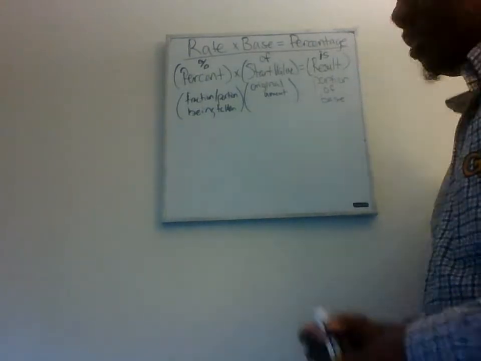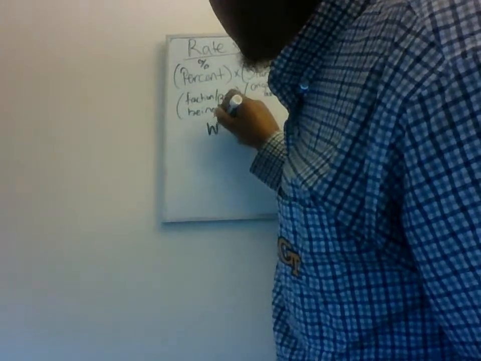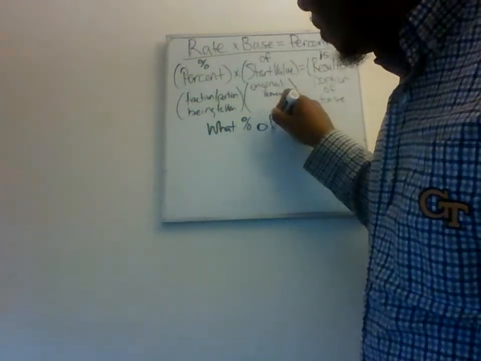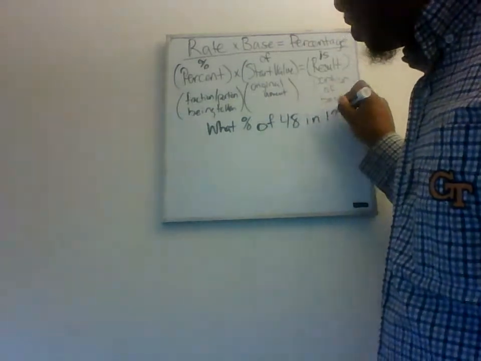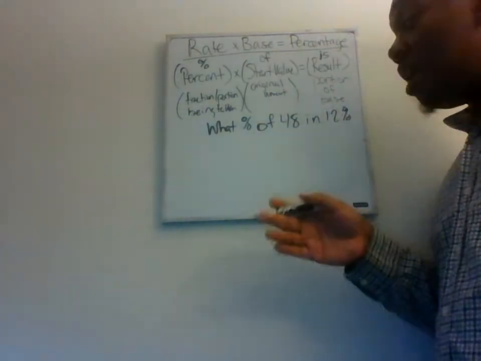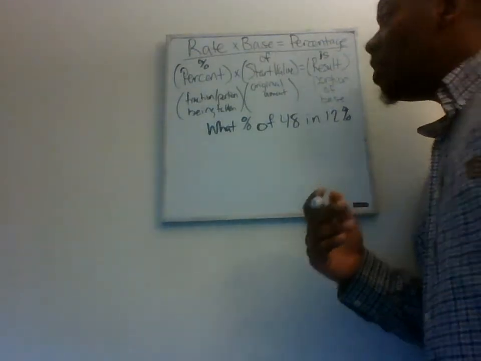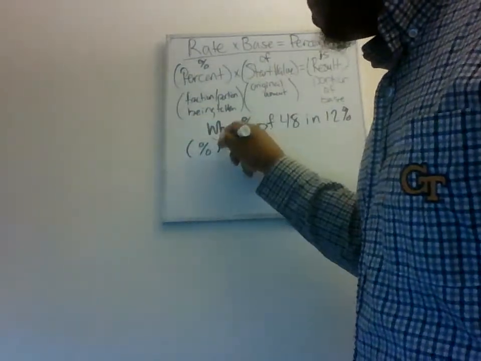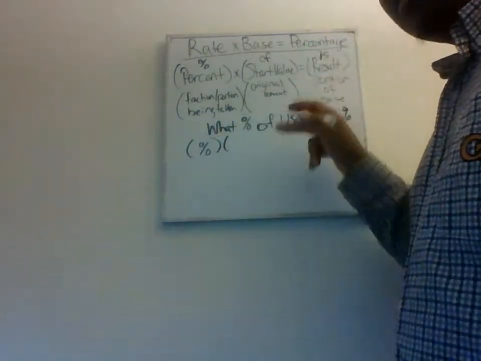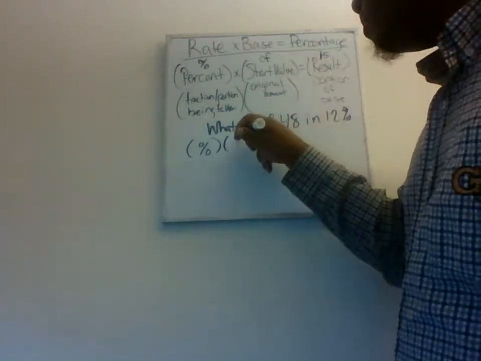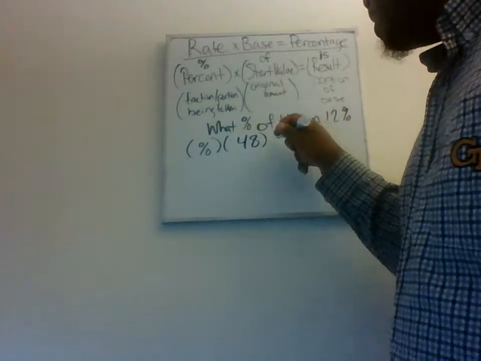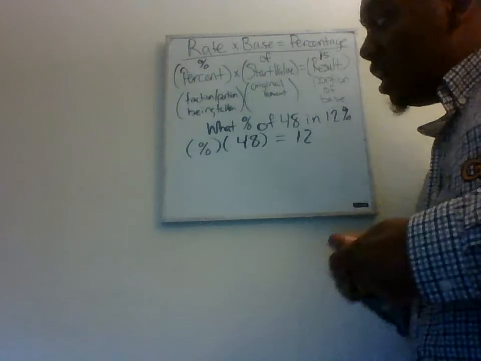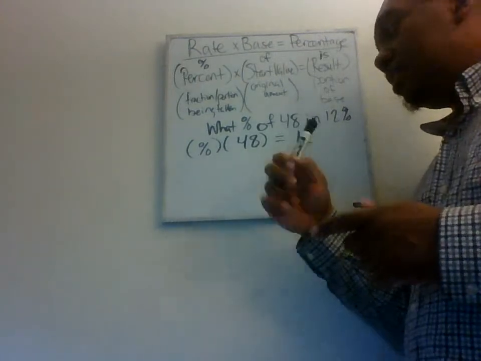What if instead I wanted to know what percent of 48 is 12? What percent of 48 is 12? Well, my percentage, I don't know. It's a mystery. My base amount, how much I started with, see how it's coming again after the word "of"? It's going to be 48. And lastly, my result then would be 12. Okay. So the question is, what percent of 48 is 12?